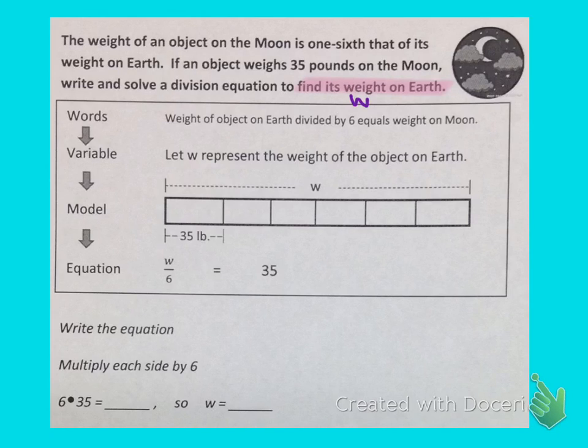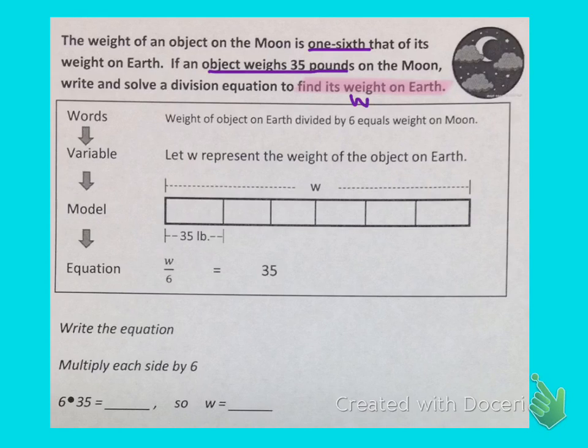Now let's look at the rest of the word problem and see what important information we find. I think the weight of the object, 35 pounds, on the moon is important, and that the weight of an object on the moon is 1/6 that of its weight on Earth. So that means the weight of the object on Earth divided by 6 will equal the weight on the moon. Now we already defined our variable, W, and that represents the weight of the object on Earth because that's our unknown. And we have a bar model here that tells us the total weight is represented by the entire bar, and then the weight of the object is represented just by 1/6 of that bar.